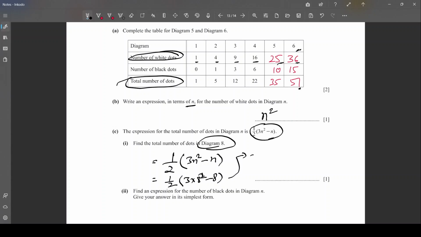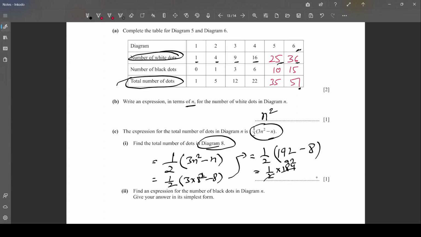So we can get the answer as 8 squared is 64. 64 times 3 will be equal to 192, and 192 minus 8 is 184, right? And it is 184. If I divide it by 2, it should give me 92. So we got 92.